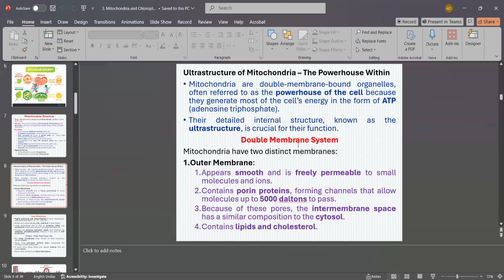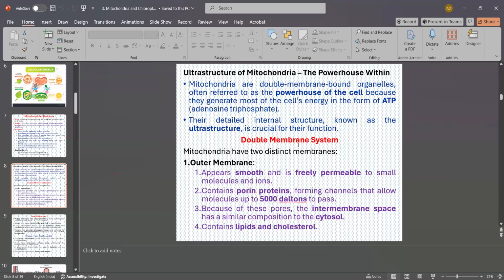Their detailed internal structure is crucial for their function. First, how many parts does the mitochondria have? The mitochondria is a double membrane organelle. The matrix is also a part of the mitochondria. First, let me explain the double membrane system. What does double mean? There is an outer membrane and an inner membrane, two membranes covered by the mitochondrial wall.